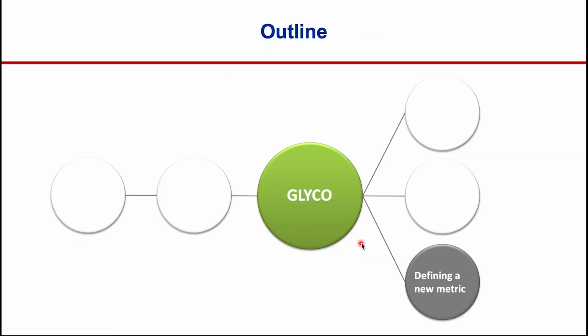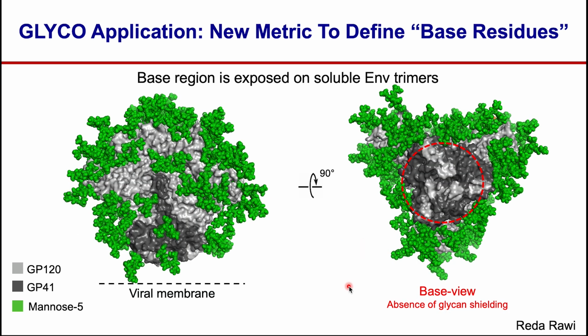The last application of GLYCO is defining a new metric. So this is the HIV-1 structure with glycans everywhere, except the base parts. We found that we have to cover this base region because it is exposed and it realistically does not exist in real life, because this is the membrane connecting region.